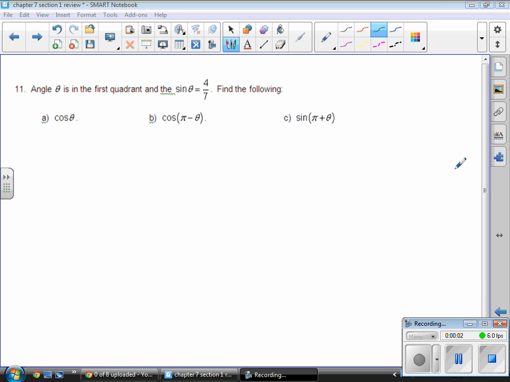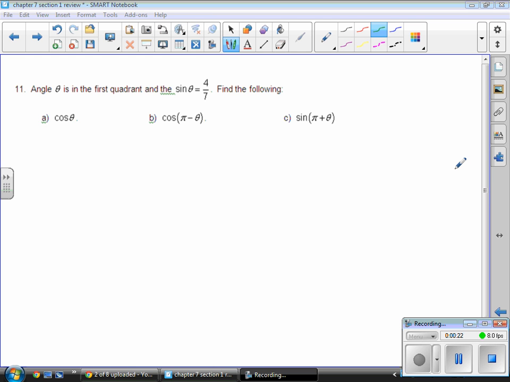The final problem on the quiz review for section 1, chapter 7 quiz. Angle theta is in the first quadrant and the sine of theta is 4/7. Find the following: cosine of theta, cosine of pi minus theta, and sine of pi plus theta.